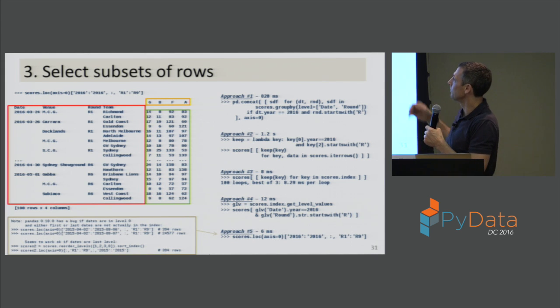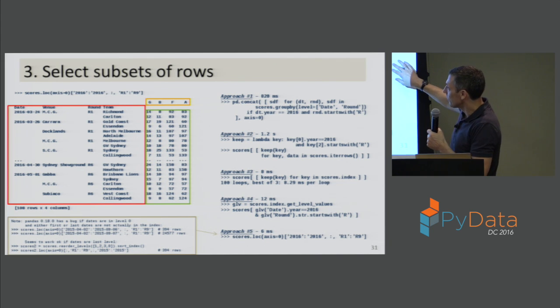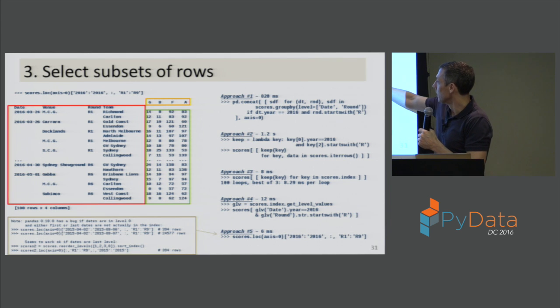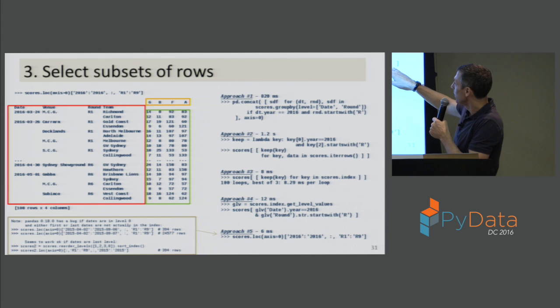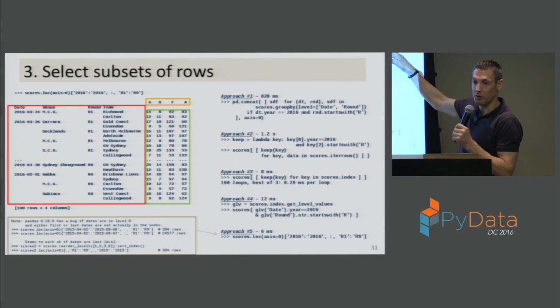So this produces an array of the rows that we want to keep. This one is 8 milliseconds, so that's 100 times faster, which is looking up things directly from the index, whereas this is doing an iteration over the table.